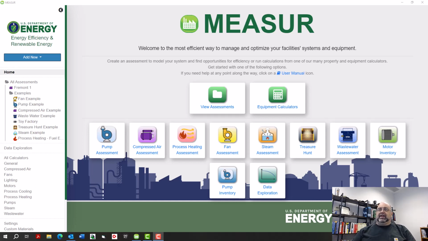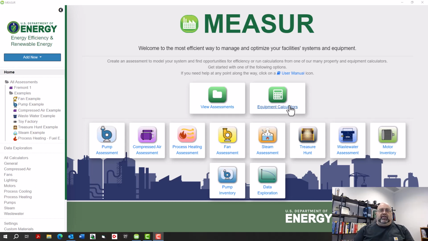But anyways, let's go ahead and take a quick look at MEASUR. Last week I talked about electric motors, so we're going to stay with the motor stuff. As you can see in here, there's pumps, compressed air, process heating, fans, steam, treasure hunt, which is how to go out and find opportunities, which, go figure, are primarily maintenance opportunities. Wastewater, so waste treatment. Electric motors, including an inventory, a pump inventory, and then this here, data exploration. This is a series of calculators where we can go in and just identify individual things.